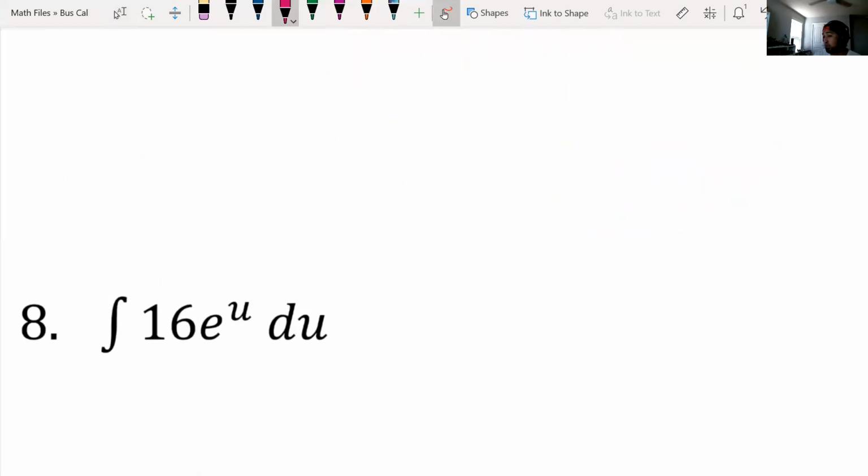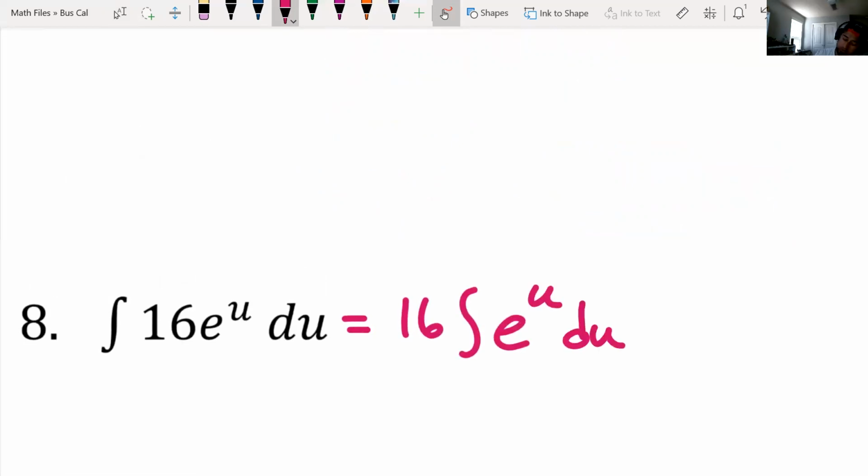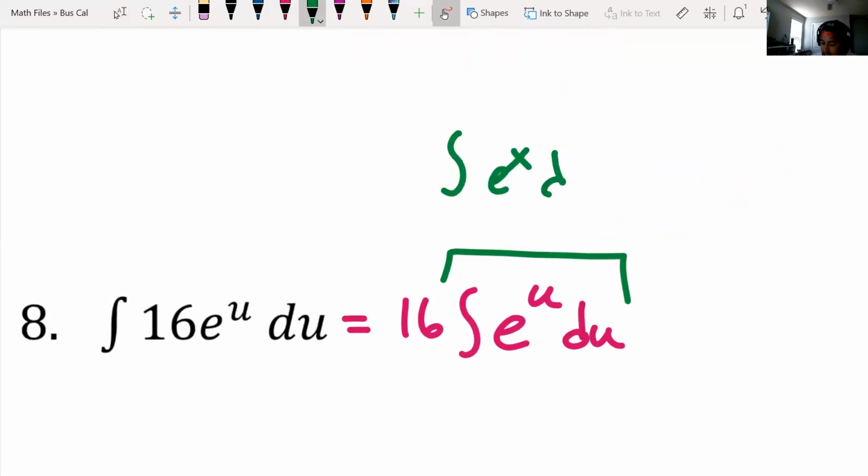16 e to the u. Again, move the 16 to the outside. 16 times the integral of e to the u du. And this will use the property on the first page as well. The integral of e to the x dx is e to the x plus c.